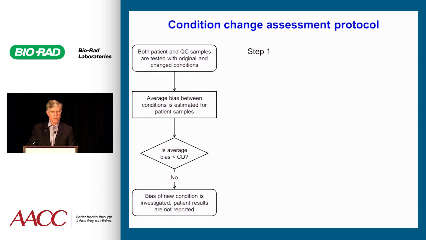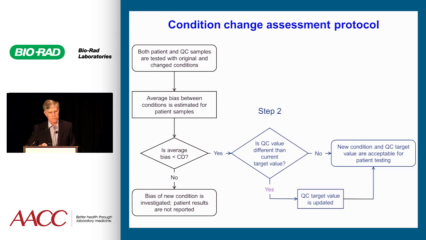So this is a two-step process. When you change reagent lots or you see another change that doesn't make any sense, base your decision on whether or not it's real on patient sample comparisons. Look at the average bias between the conditions. If that average bias is greater than a critical difference that is going to affect patient care decisions, then you have to stop and fix it and don't report patient results.